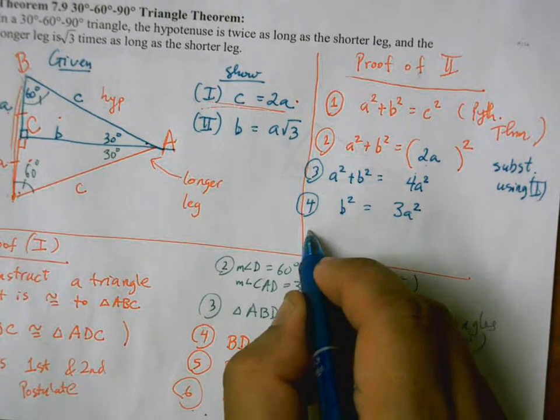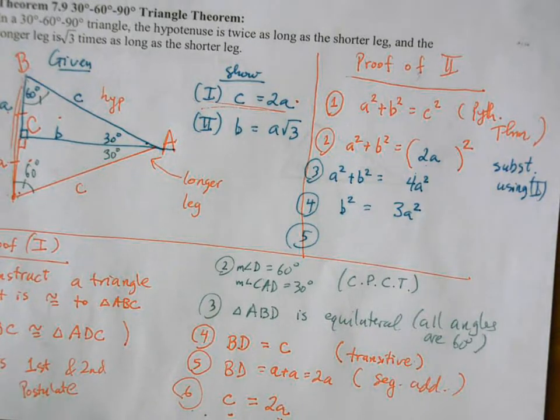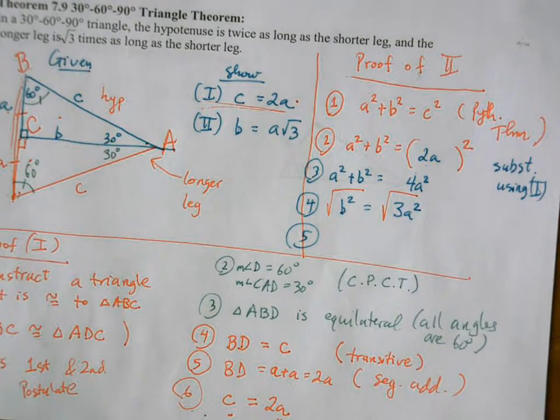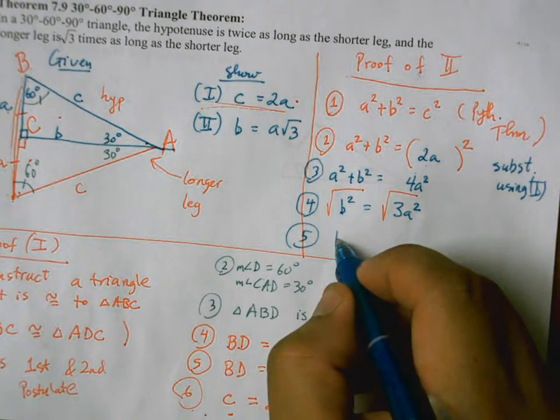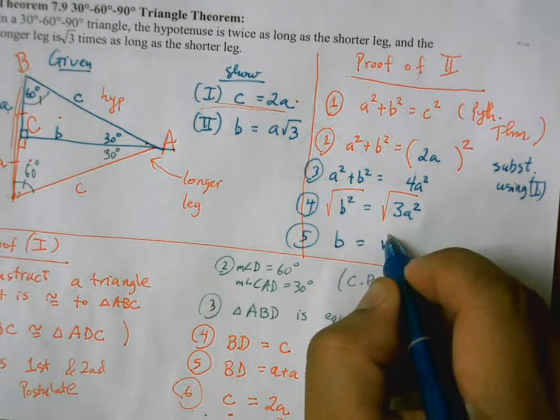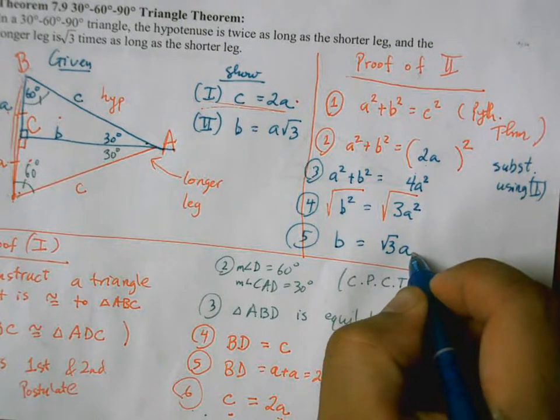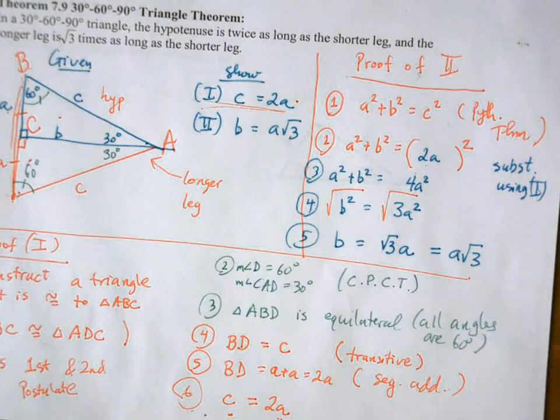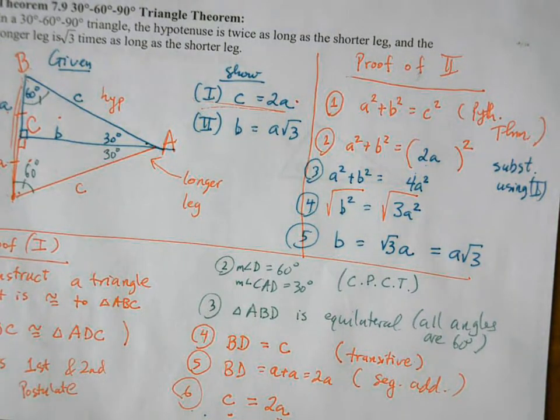Then take the square root of both sides, which is a property of square roots. We get that B is equal to the square root of 3 times A. Or sometimes I like to write it with the letter first. And there you have it. That is the end of this proof.